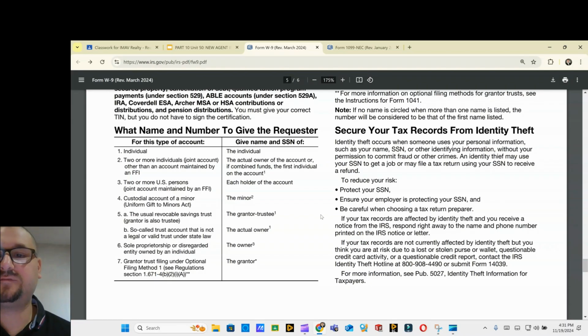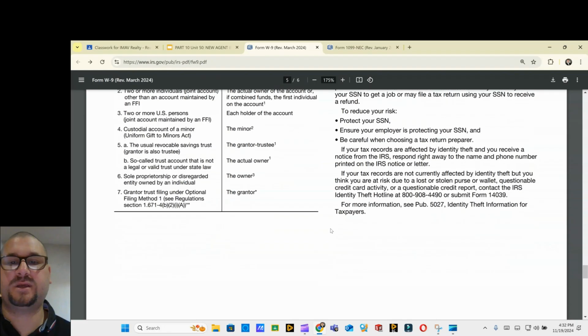If your tax records are affected by identity theft and you receive a notice from the IRS, respond right away to the name and phone number printed on the IRS notice or letter. If your tax records are not currently affected by identity theft, but you think you are at risk due to a lost or stolen purse or wallet, questionable credit card activity, or a questionable credit report, contact the IRS Identity Theft Hotline at 1-800-908-4490 or submit Form 14039. For more information, see Publication 5027, Identity Theft Information for Taxpayers.